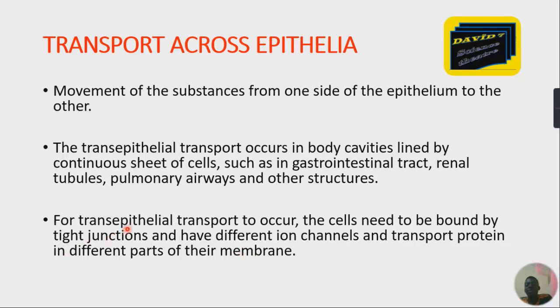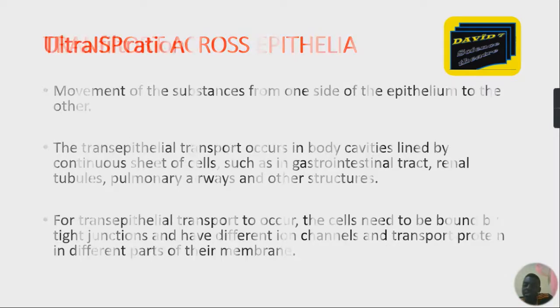Tight junctions must be there, and different ion channels and transport proteins are present in different parts of their membrane. So that's when we have transepithelial transport. And this is common in body cavities lined by a continuous sheet of cells, such as the GIT, renal tubules, pulmonary airways, and other structures.